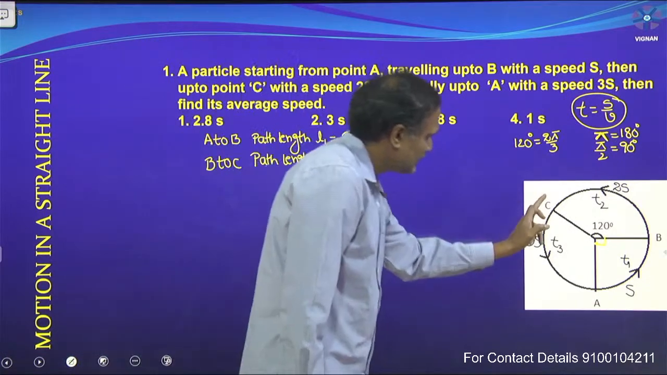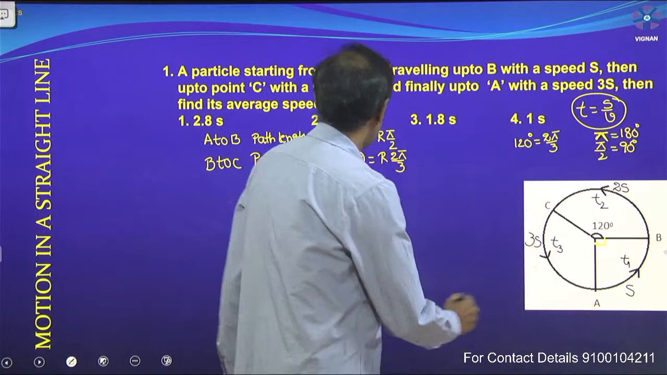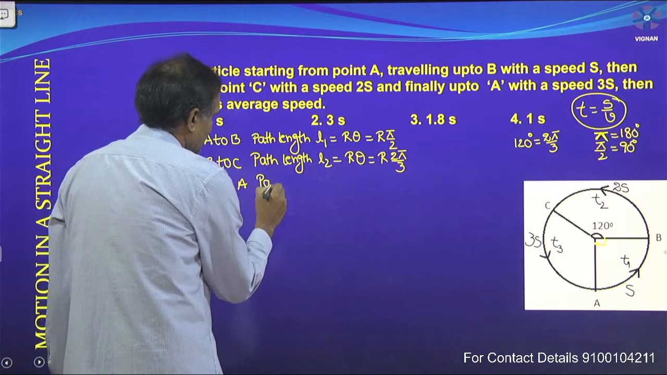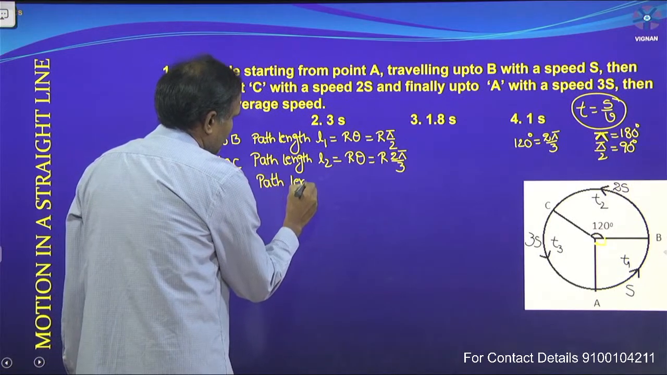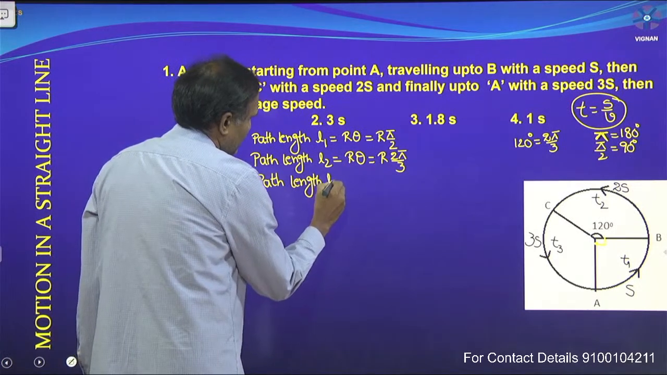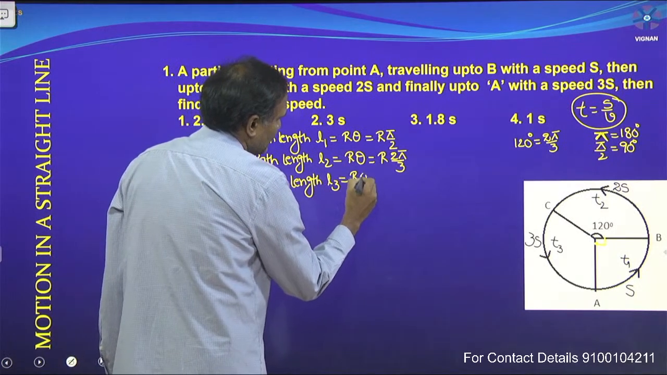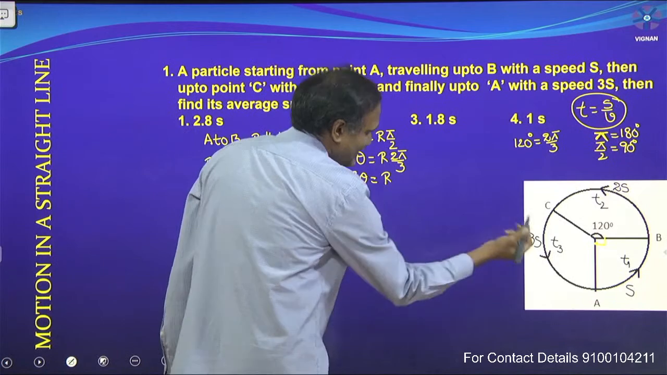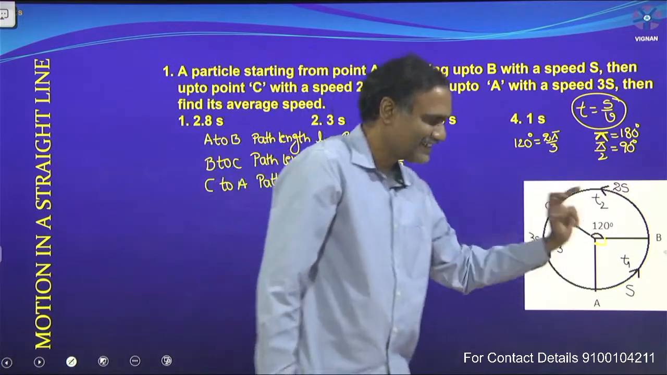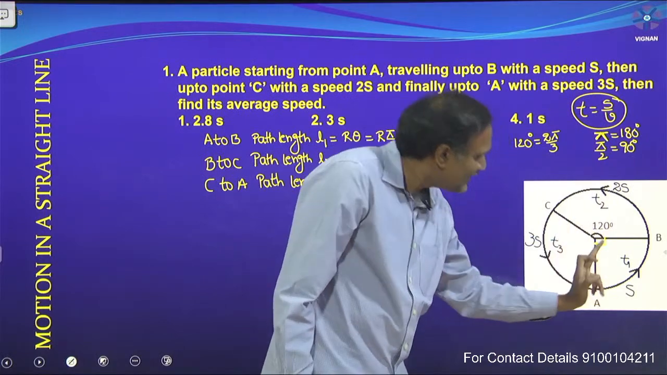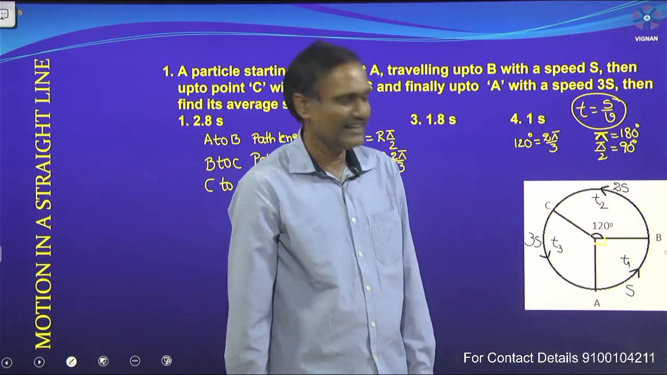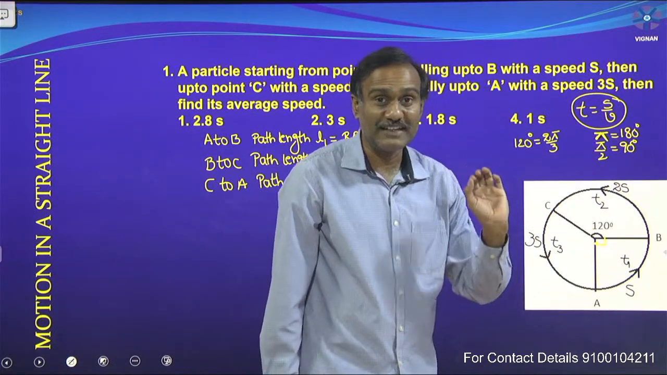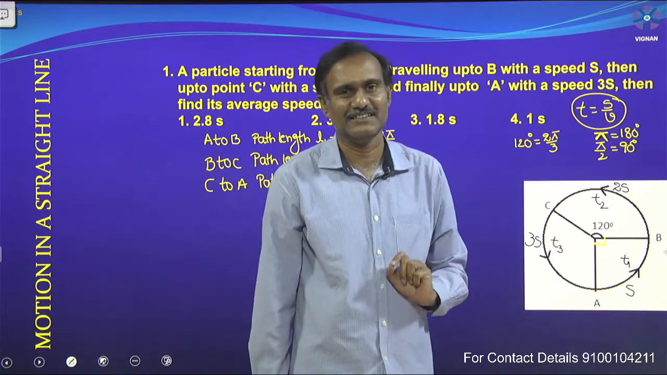Now, for this journey C to A, tell me the path length. Path length L3 is equal to R into theta. What is theta here? What is this complete angle? If a particle completes one revolution, that radius subtends how much angle at the center? It is 360 degrees.